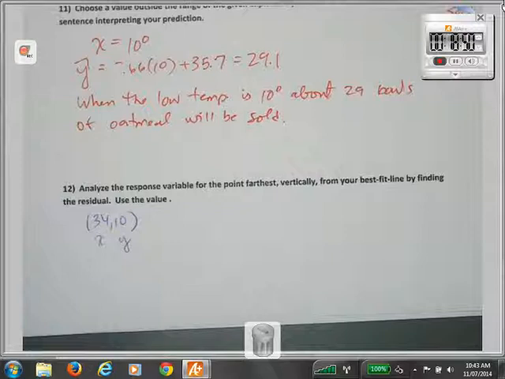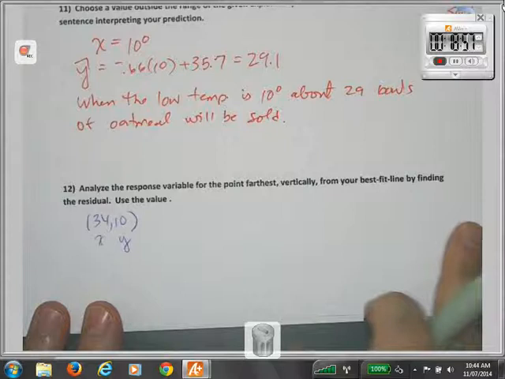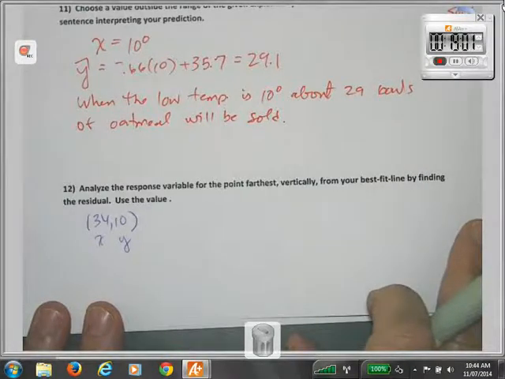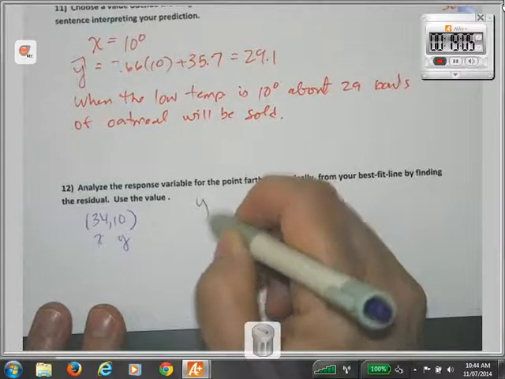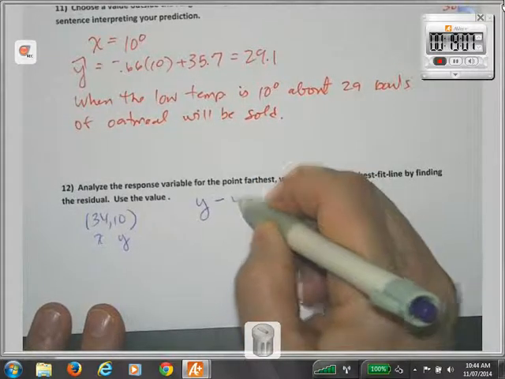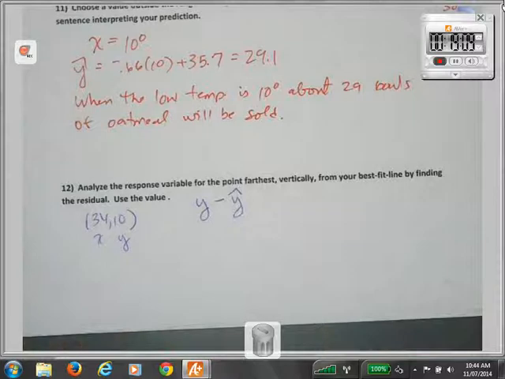There's a little formula that I thought I had written down here. Okay, here's the formula. You need to write this down. Simply Y minus Y hat.